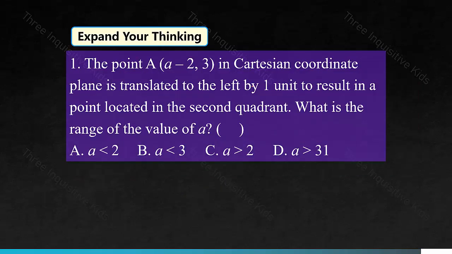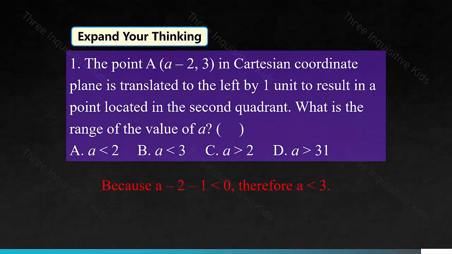Here's a problem to expand your thinking. Point A (a - 2, 3) in the Cartesian coordinate plane is translated to the left by 1 unit to result in a point located in the second quadrant. What is the range of the value of a? Because a - 2 - 1 has to be less than 0, therefore a is less than 3.